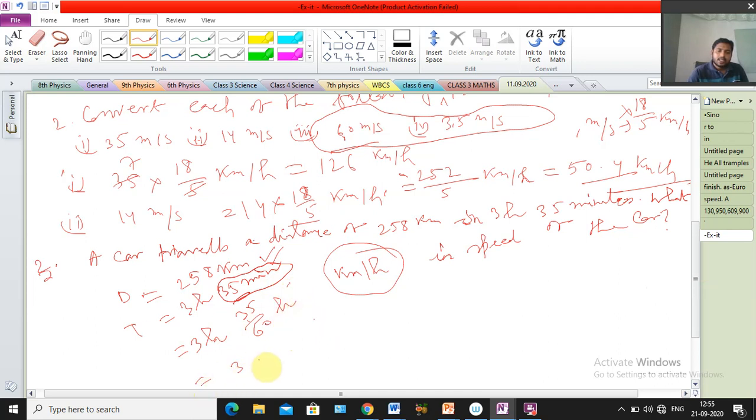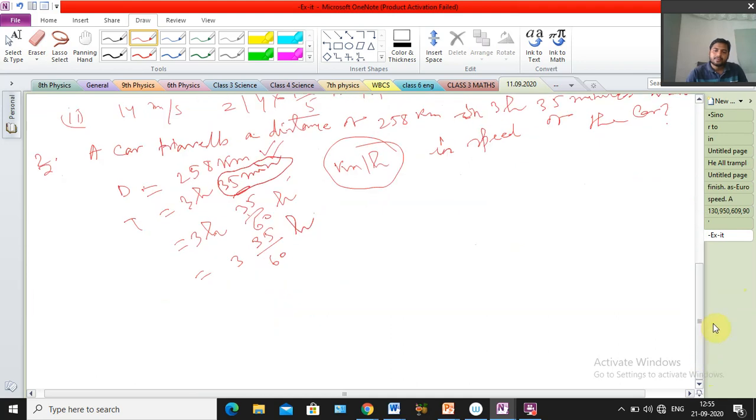So that means we are getting 3 35 by 60 hours. Clear or not? Clear? Next, cancel it. 5 7 is 35 and 5 12 is 60. So that means we are getting 3 7 by 12 hours. This is mixed fraction convert into improper fraction. So denominator 12, 3 12 is 36, 36 plus 7, 43 by 12 hours. Okay, clear or not? Clear?